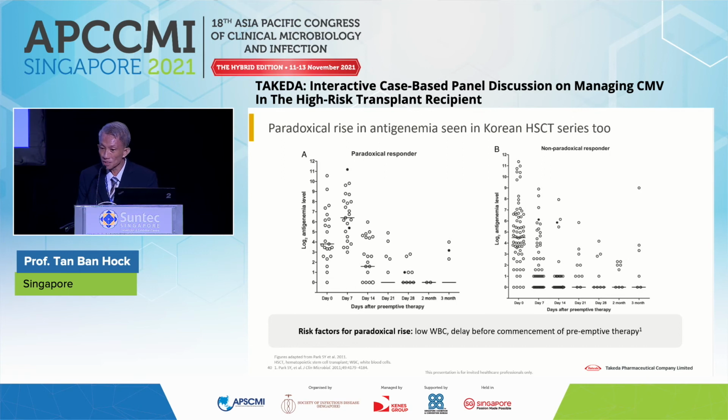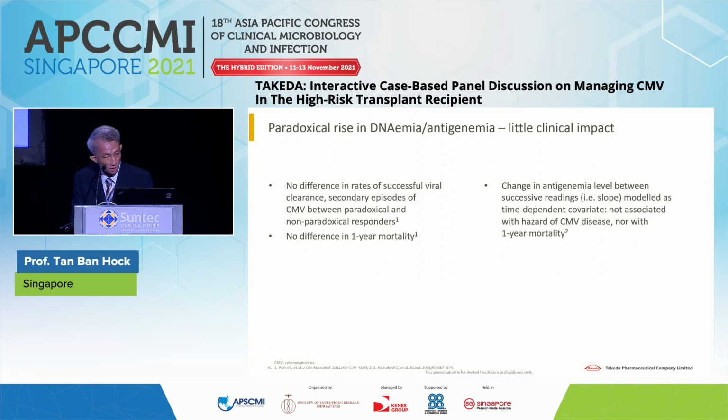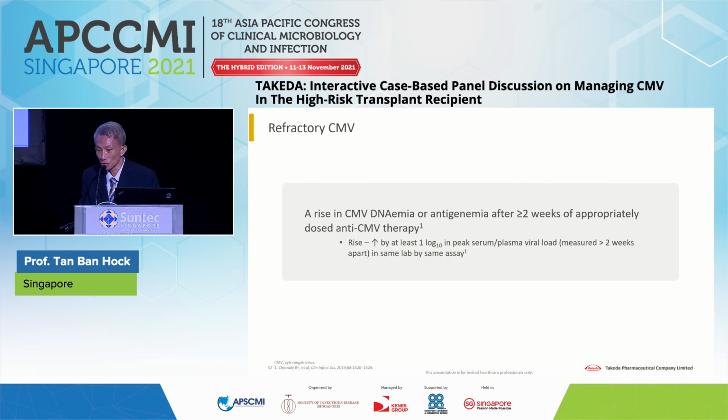This is a Korean paper showing the same thing, that you can also get this paradoxical response when you persist with the same drug. And the Koreans had a slightly different set of risk factors for the paradoxical rise. They had low white cell count and the delay before commencement as the major independent risk factors. And they found that actually there was no difference in one-year mortality. So that's just a paradoxical rise.